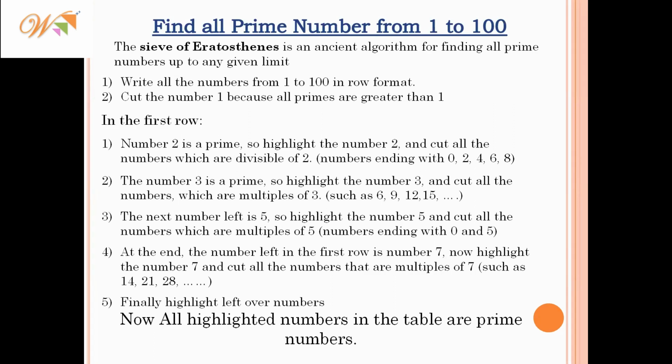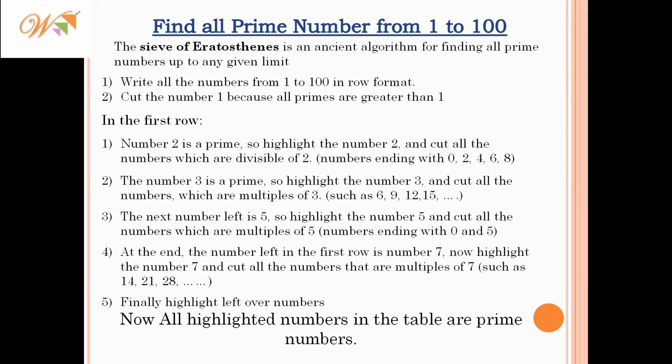Step 1 says write all the numbers from 1 to 100 in row format, and then cut the number 1 because all prime numbers are greater than 1. Then we have to follow 5 steps. Step number 1, we know number 2 is a prime number. So highlight the number 2 and cut all the numbers which are divisible by 2. That means all the numbers ending with 0, 2, 4, 6 and 8.